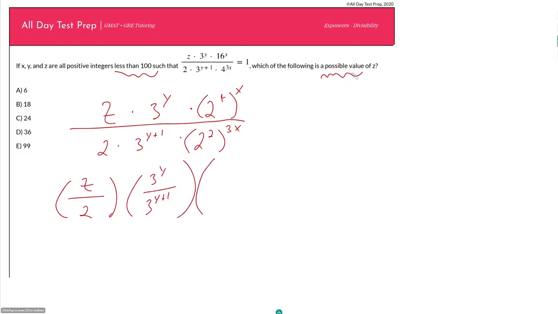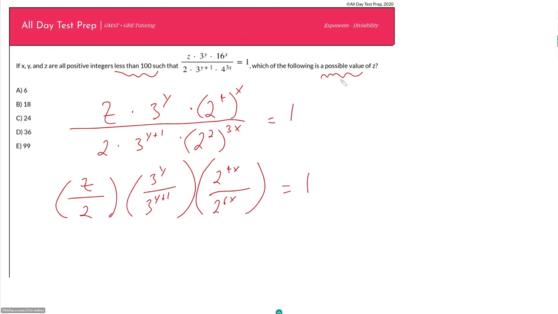And then here, the 2 to the 4th raised to the x, that is 2 to the 4x, because I multiply my powers when I am raising an exponent to an exponent. Then here I have 2 squared raised to the 3x, that is just 2 to the 6x. This is all equal to 1.